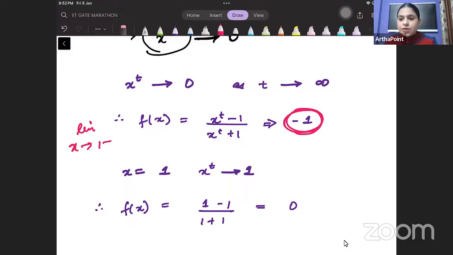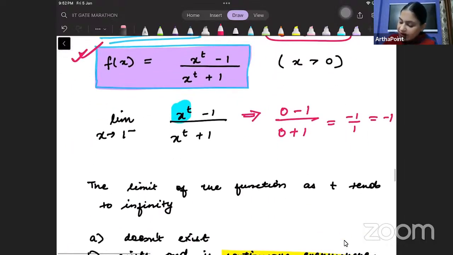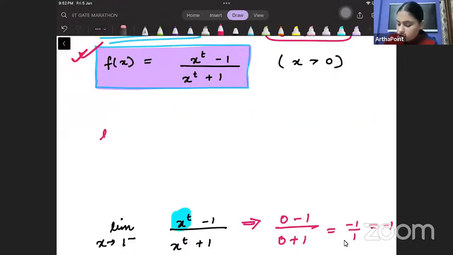Now, what if I'm approaching 1 from any value equal to 1? So, beta, again, go back to the function and tell me something. What if the value of my function is exactly 1? Then what will happen?